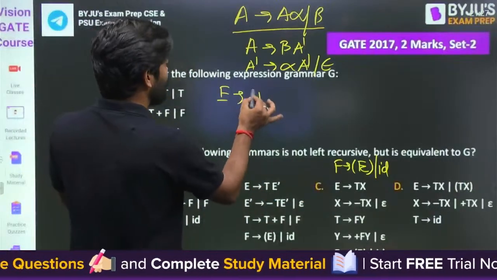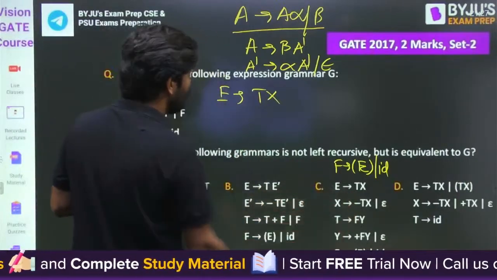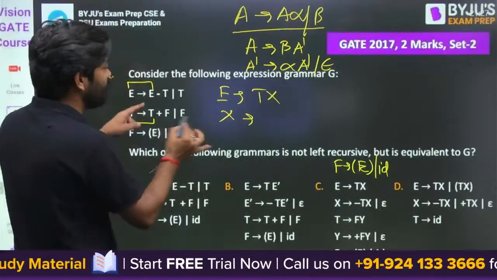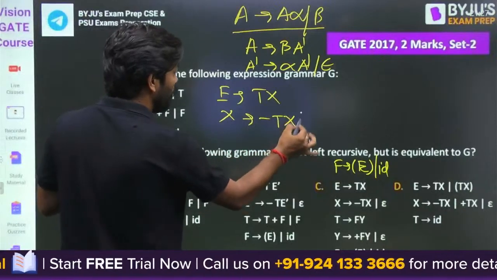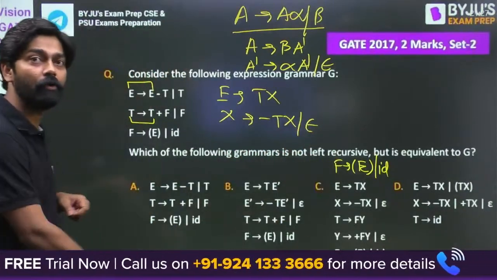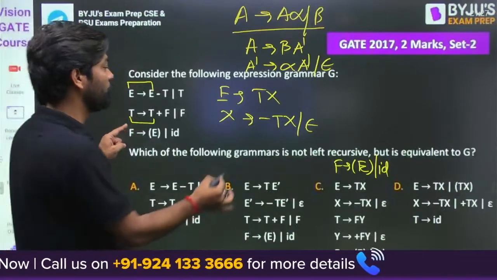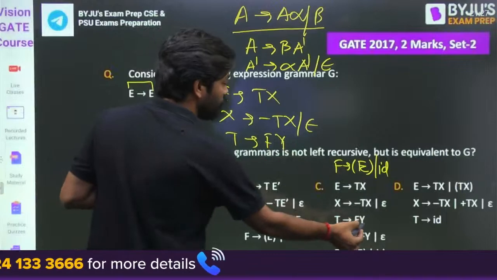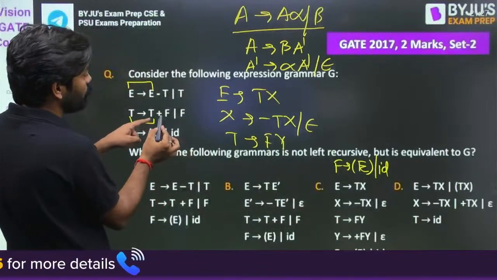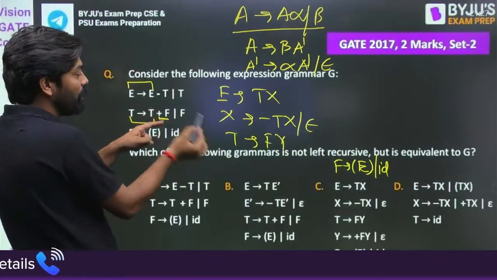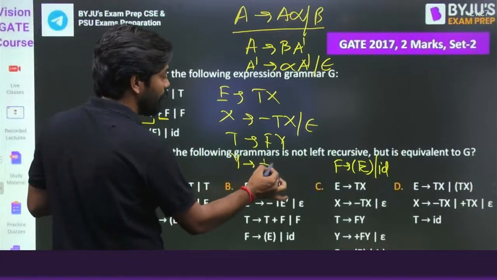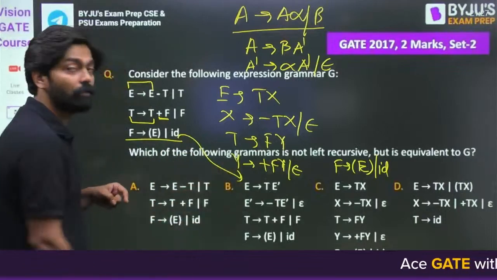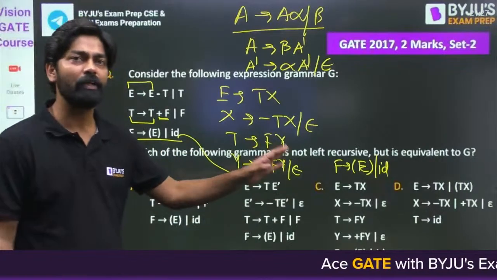So E goes to TX. See clearly. Now X goes to what? X goes to minus T X or null. Are you getting my point? What about this one? T goes to F Y, in terms of Y. And Y goes to plus F Y or null. And here we don't have any problem. You can copy and paste here. So the option is C. It is a very easy question.